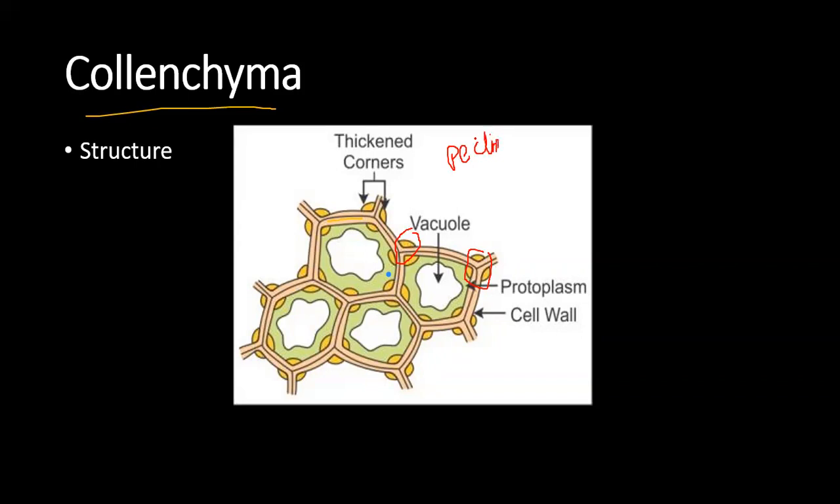Pectin deposition is seen on the collenchyma cell wall, and because of this pectin deposition, the intercellular spaces may be very small or absent. So absent, intercellular spaces are not there, but it is living.